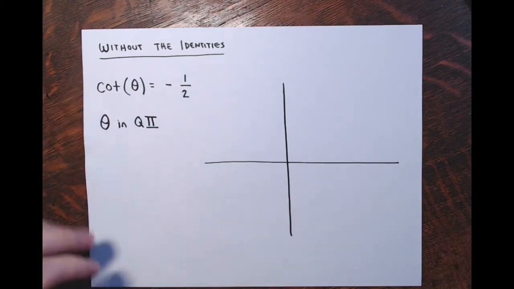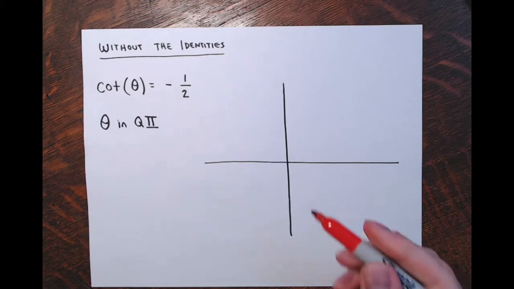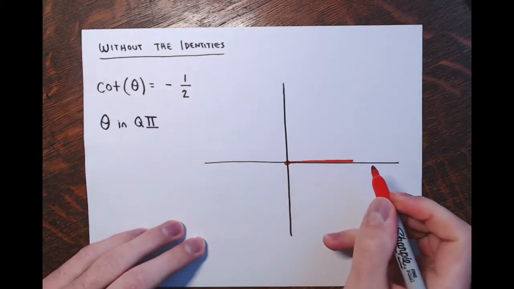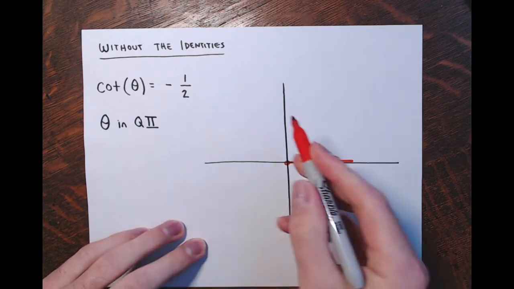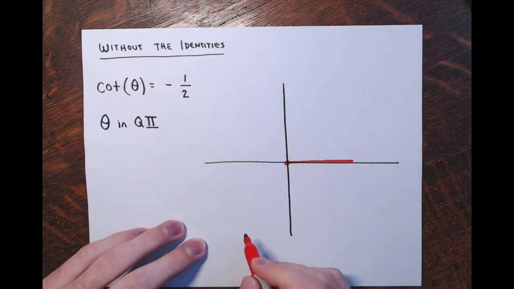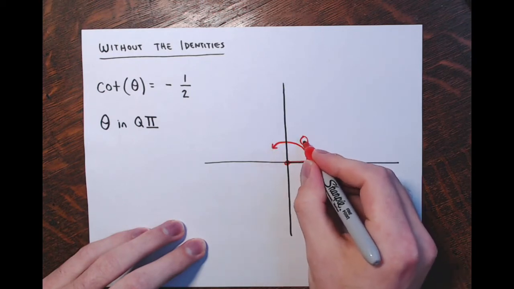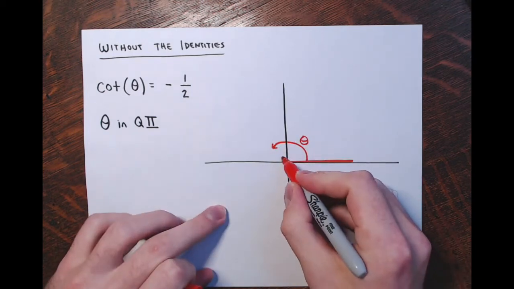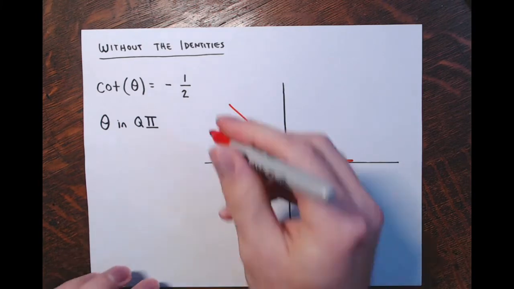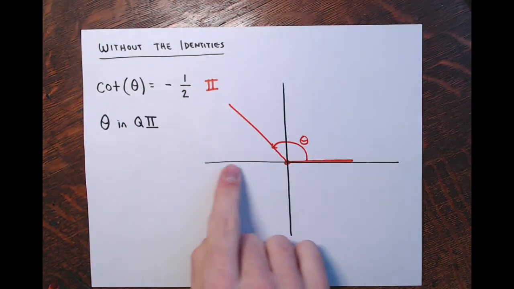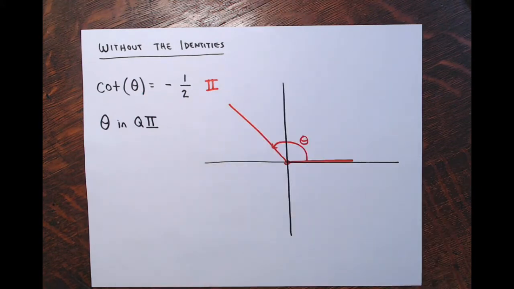So there's the xy coordinate plane, and I'm drawing an angle in standard position, this angle theta. We're starting from the positive x-axis, and it ends in quadrant 2. Now I can go counterclockwise, I can go clockwise, it doesn't matter, as long as theta ends in quadrant 2. This is quadrant 2 here, with negative x values and positive y values.